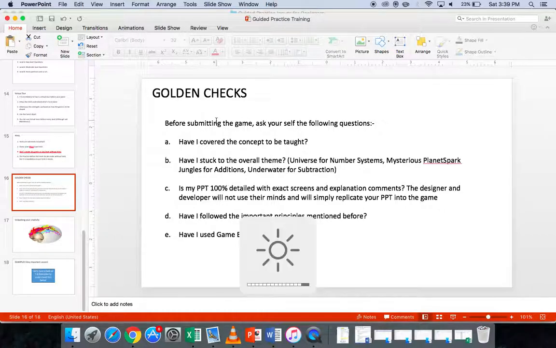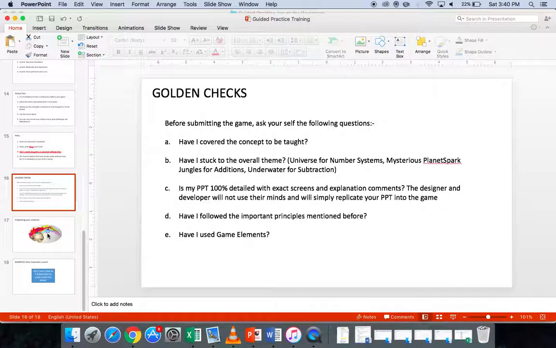These 5 points are the checklist for you to have a look at before you submit the game to us. I don't want you to give us a wrong submission. I don't want you to do a lot of rework and be demotivated because you are getting to work again and again on the game. So to minimize your effort and our effort, golden checks are to be used. These checks are like your own checkpoints that you need to put before you submit the PPT to us.